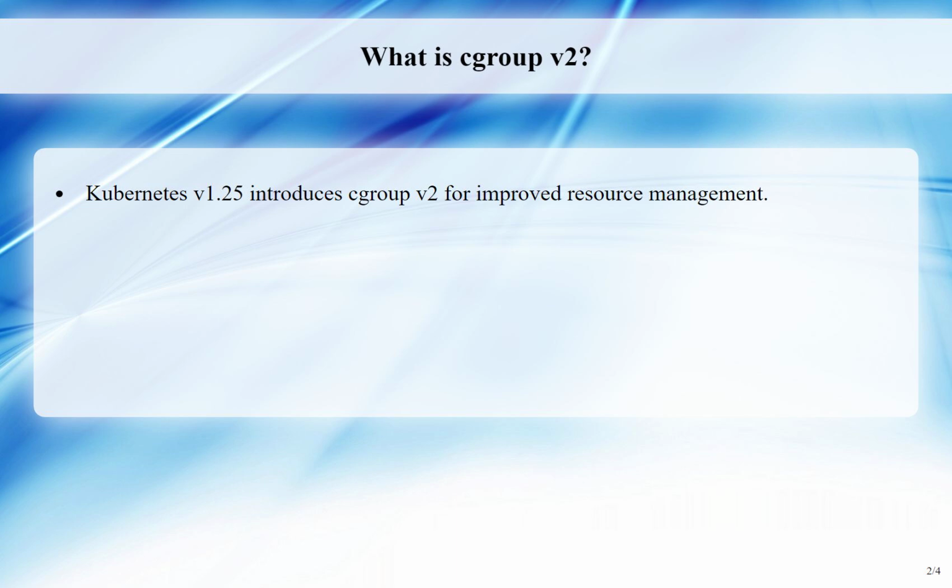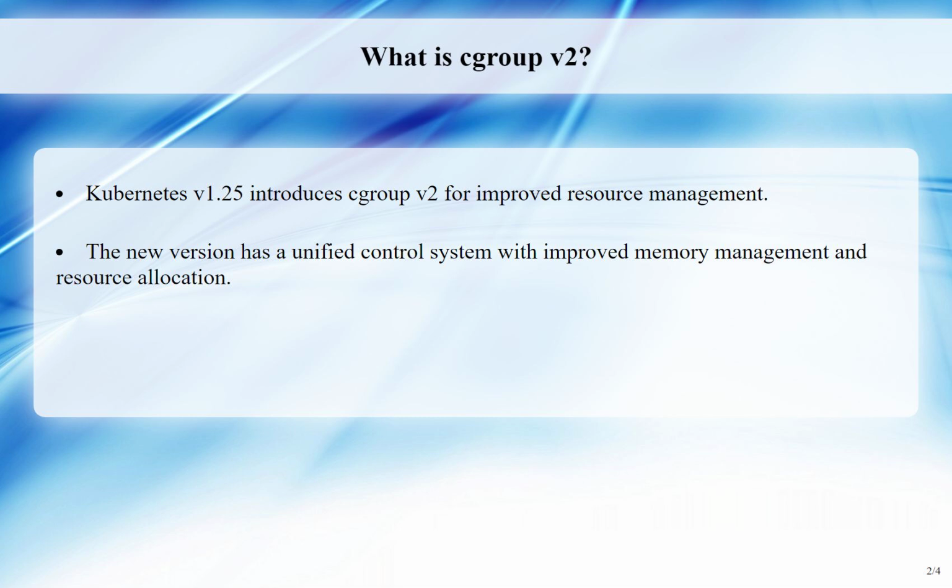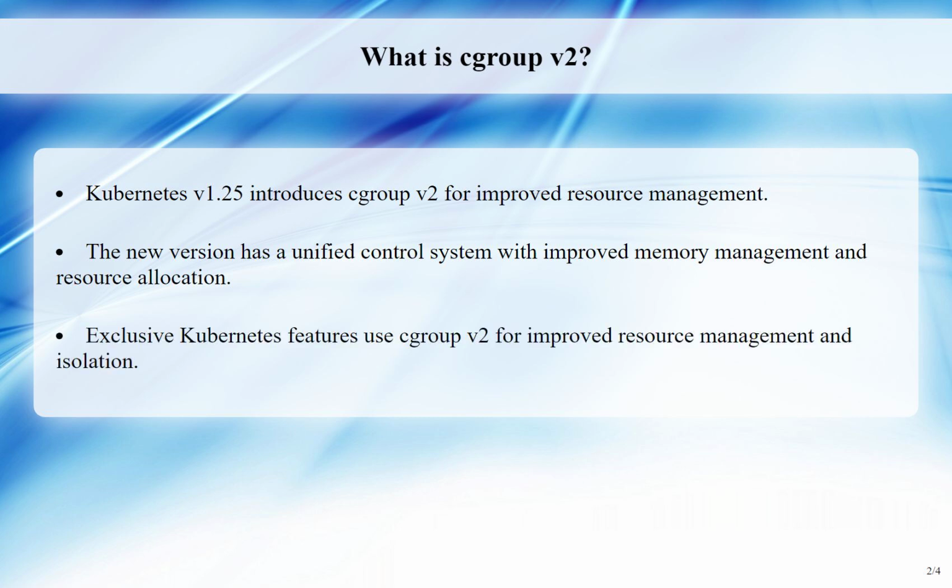What is cgroup v2? Kubernetes v1.25 introduces cgroup v2 as the next version of the Linux cgroup API, offering enhanced resource management capabilities. The new version provides a unified control system with improvements including a single unified hierarchy design, safer subtree delegation to containers, pressure stall information, enhanced resource allocation management, and unified accounting for different types of memory allocations. Some exclusive Kubernetes features utilize cgroup v2 for better resource management and isolation.